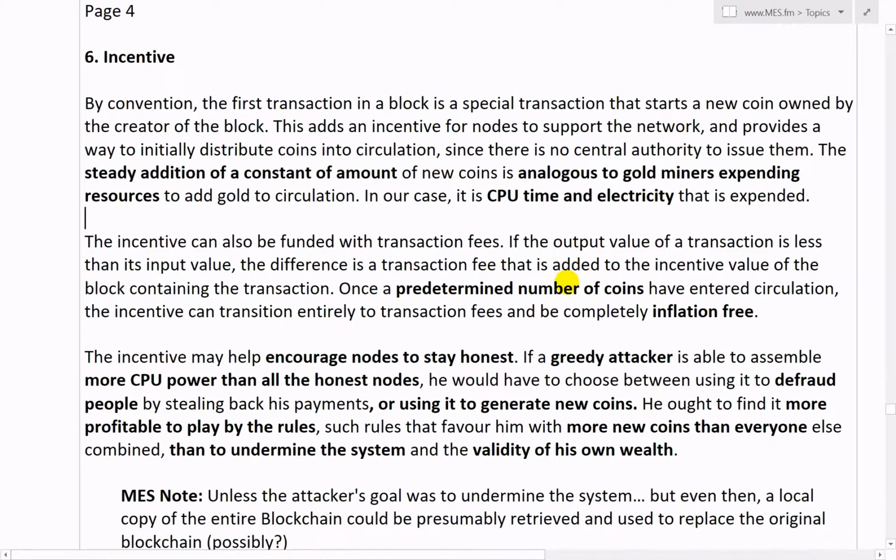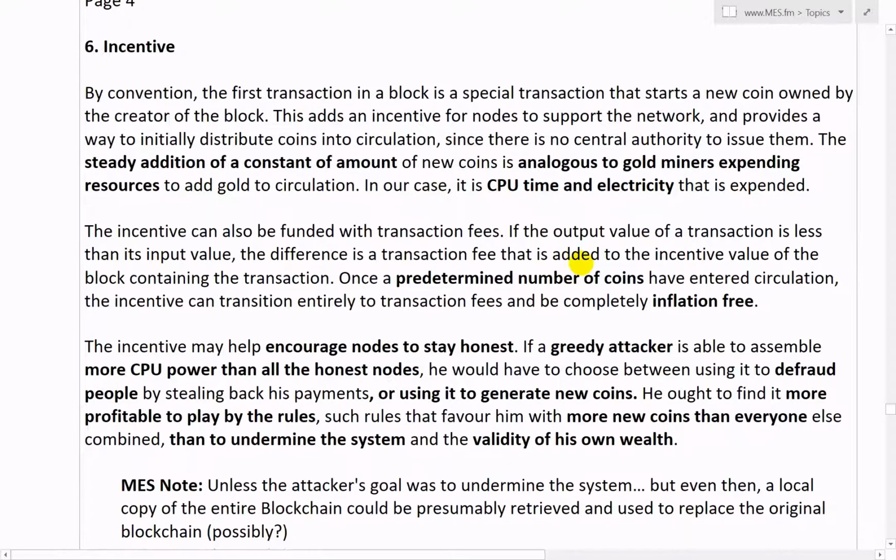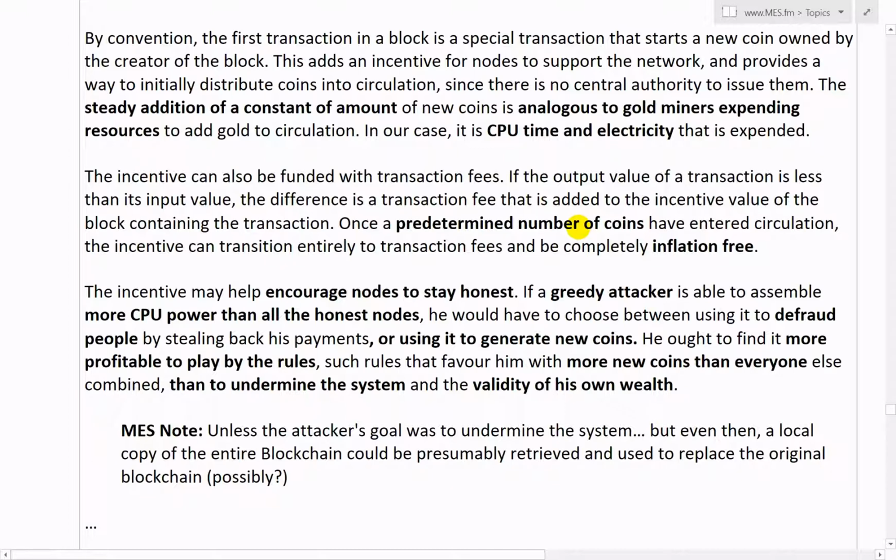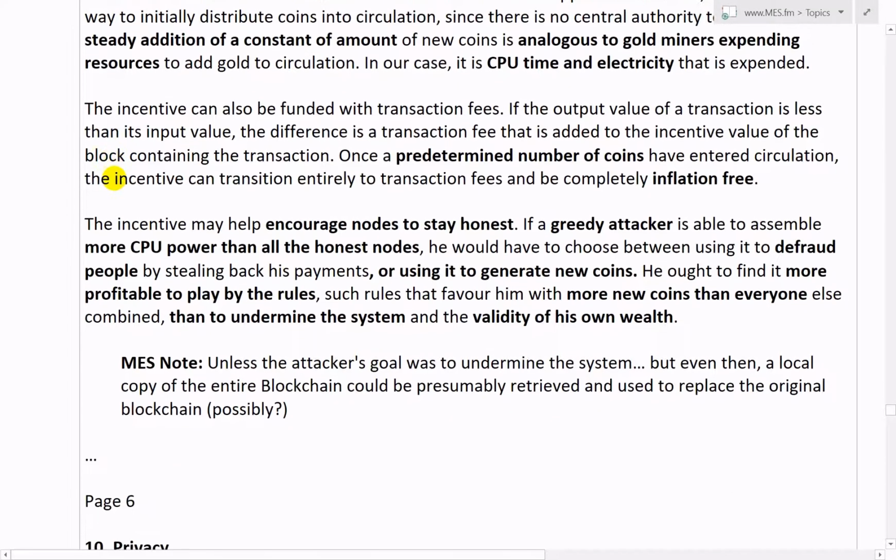The steady addition of a constant amount of new coins is analogous to gold miners expending resources to add gold to circulation. In our case, it is CPU time and electricity, because you go through the proof of work to add all the blocks together and create new ones.